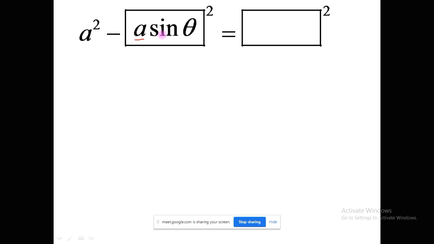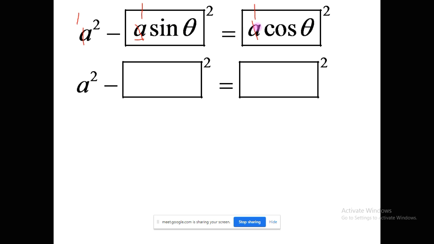I can take a square common. So what is left inside the bracket? It will be 1 minus sin square, which is equal to cos square, and then we can write it as a cos theta whole bracket square. In the previous slide, instead of a there was only 1. So these ones are being replaced by a. One can do this as well.